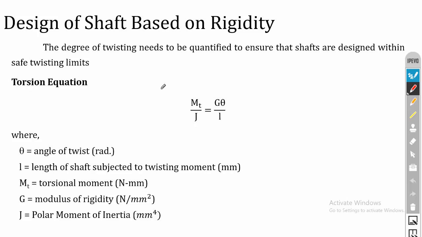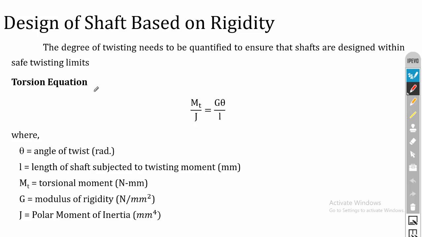The need for designing the shaft based on angle of twist is that, in some cases, the angle of twist will be high. If the angle of twist is high, then that will affect the rigidity of the system. So in such cases, we have to focus on the design of shaft based on rigidity, and we have to keep the angle of twist within safe limits.